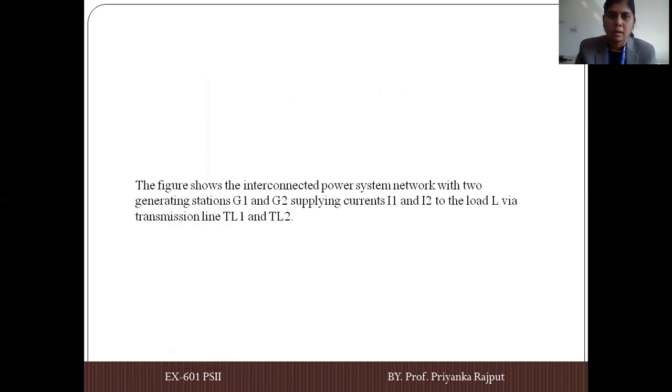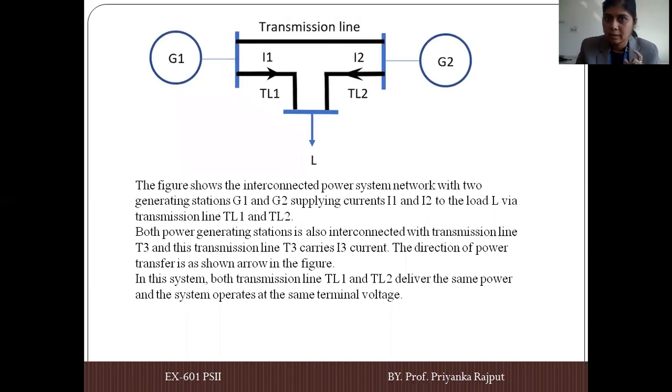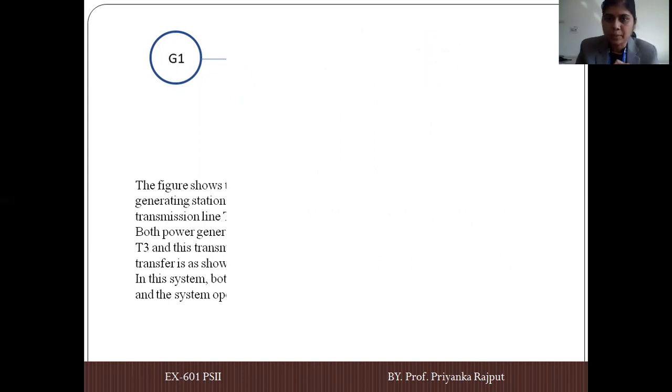In the first diagram, these are two generating stations which are connected to the transmission lines TL1 and TL2.